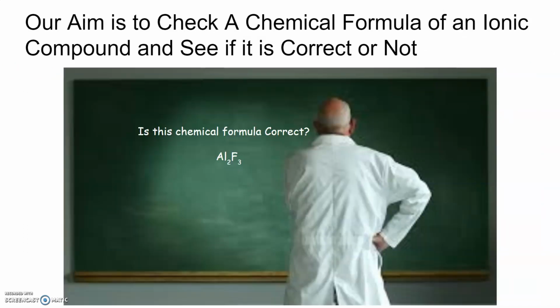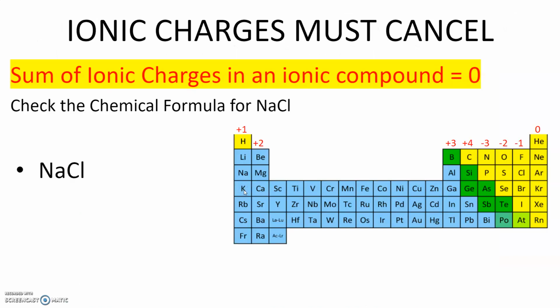Okay, so what's the aim of this video? Our aim of this lesson is to be able to check a chemical formula of an ionic compound to see if it's correct or not. So if you were given this formula Al2F3, could you determine if it's correct? So how do we do that? The way that we figure out if the formula is correct is we have to keep in mind that the sum of the ionic charges must equal 0.